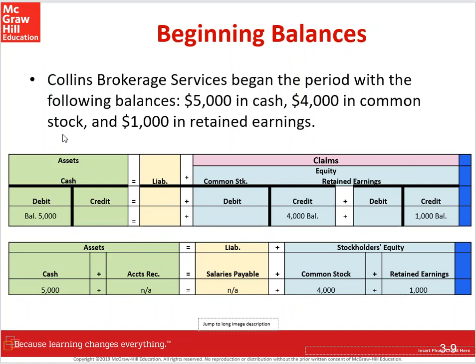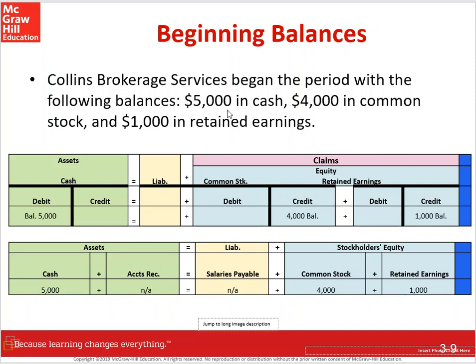The normal balance is whatever we have to do to increase that account. So assets carry a normal debit balance, and liabilities and equity carry a normal credit balance. The exception to that would be expenses and dividends. Those accounts are typically going to have debit balances because they're essentially negatives to retained earnings. So we'll deal with that in just a minute.